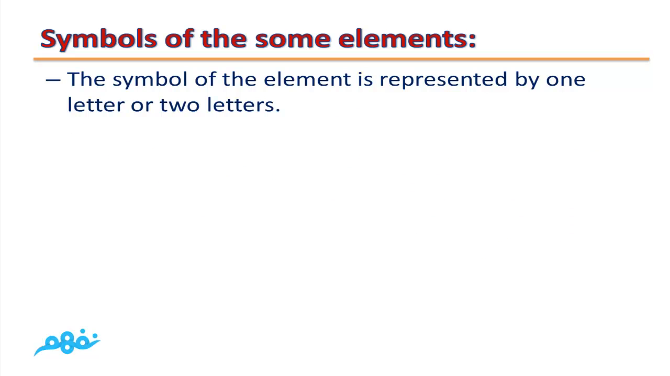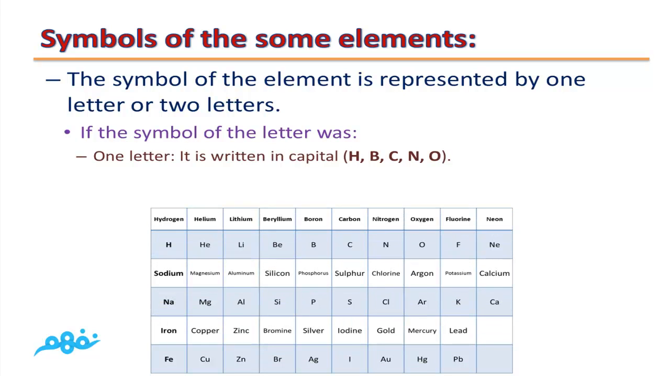Also, the symbol of the element is represented by one letter and in other cases by 2 letters. If the symbol of the element is one letter, it is written in capital. For example, hydrogen, one letter written in capital form. Boron, one letter in capital. Carbon, one letter in capital. Nitrogen, N, one letter, capital. Oxygen, one letter, capital.